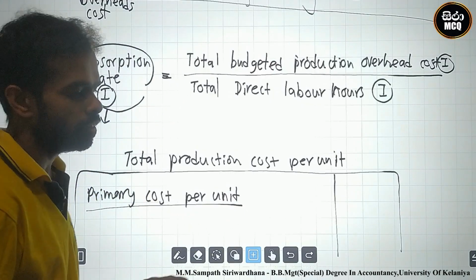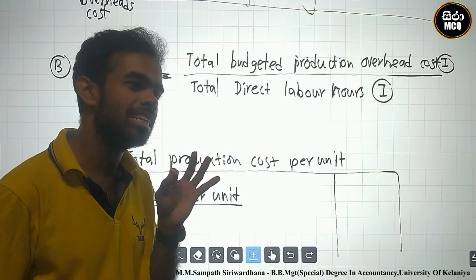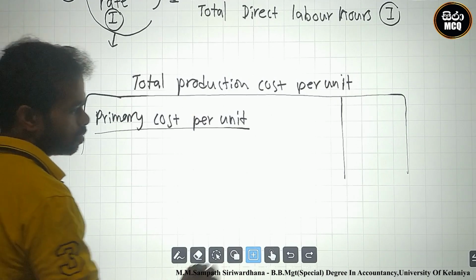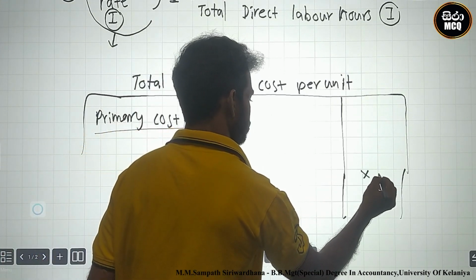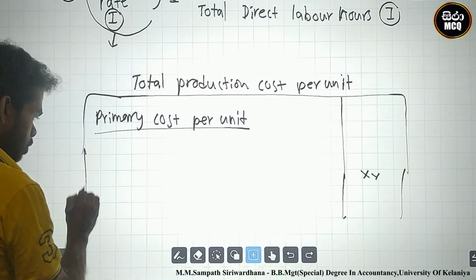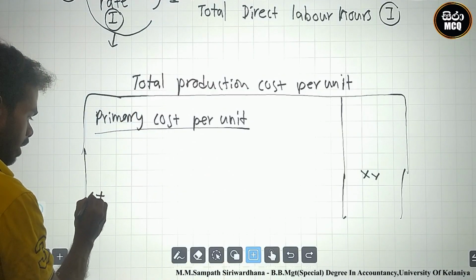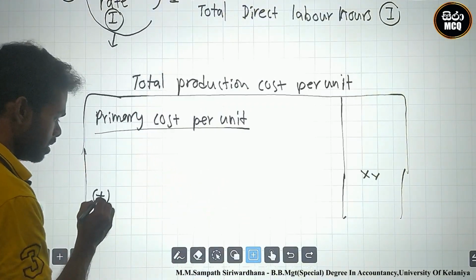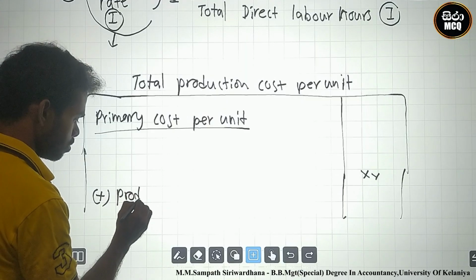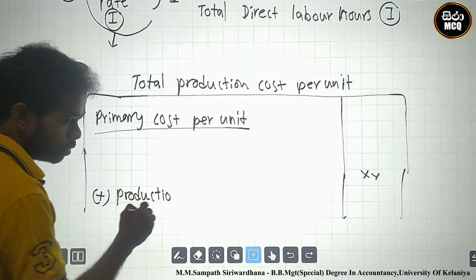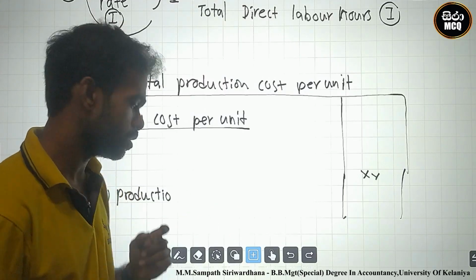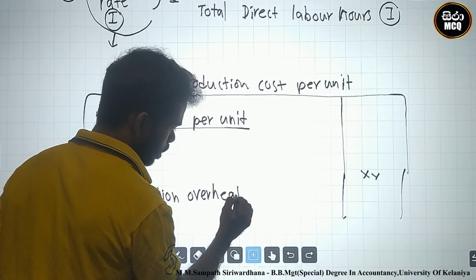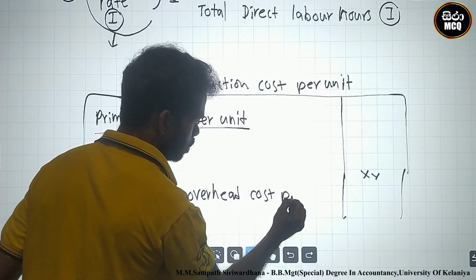At that time, you identify direct material, direct labor and other direct cost. After calculating the primary cost, there is the primary cost here. After that you add production overheads per unit. You add the production overhead cost per unit that you absorbed, that you included in the product.